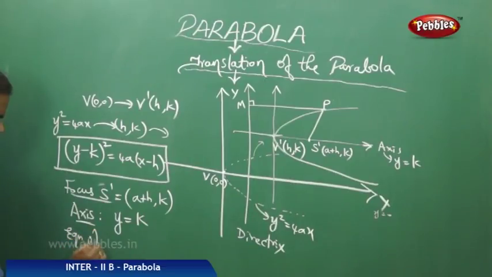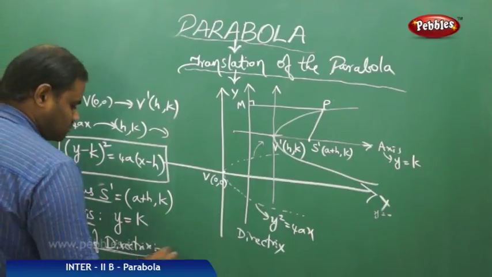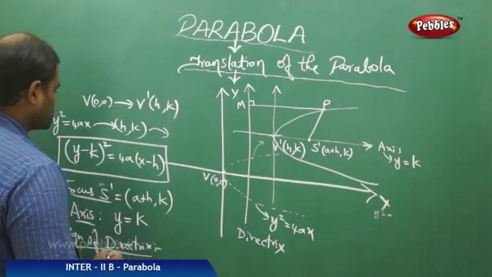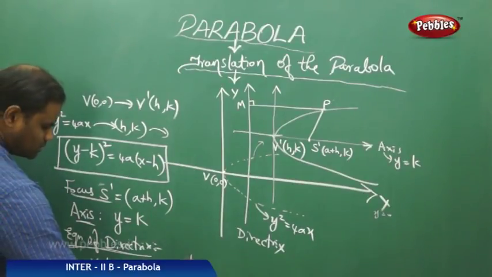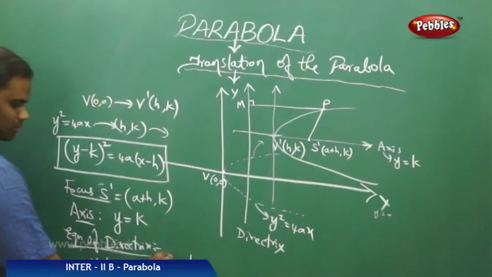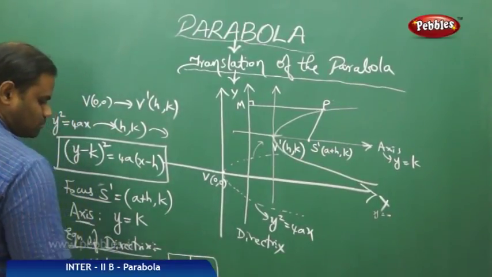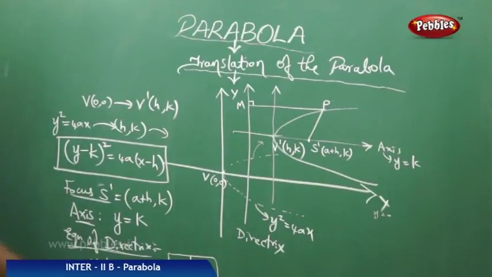Next is the equation of the directrix, which in the previous case was x plus a equal to 0. So here my x coordinate being a plus h gives me equal to 0, or this can be x equals h minus a. This is how we get the directrix.